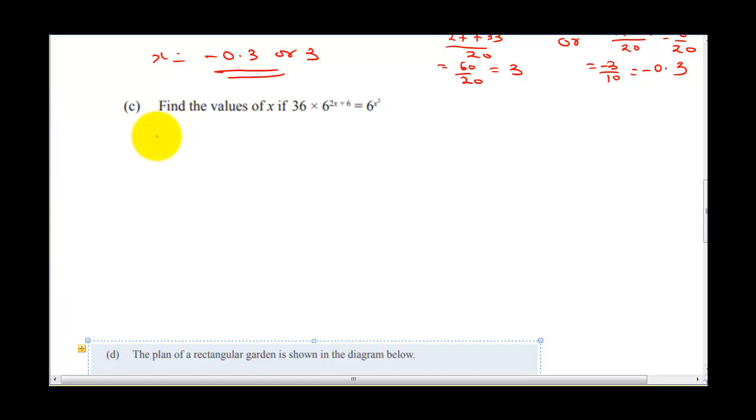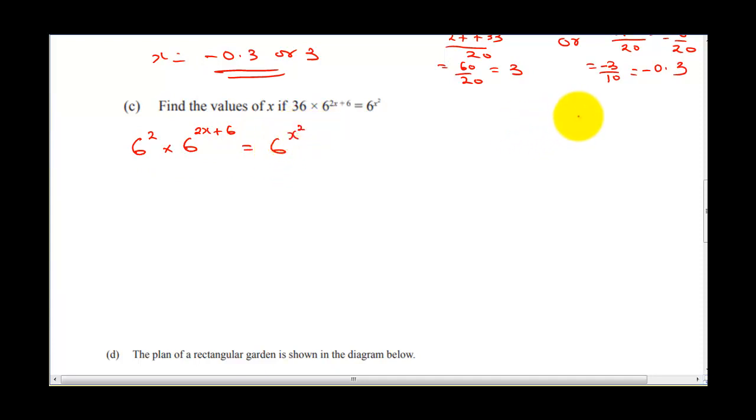Now, the most important thing you need to identify in this question is everything has to do with 6. So try as much as possible to ensure you raise any number to the power of 6. So 36 is the same thing as 6 raised to the power 2. So this is going to be 6 raised to the power 2 times 6 raised to the power 2x plus 6, which is equal to 6 raised to the power x squared.